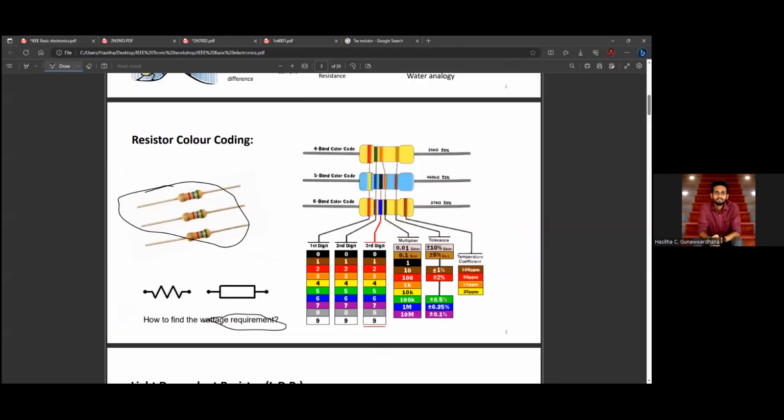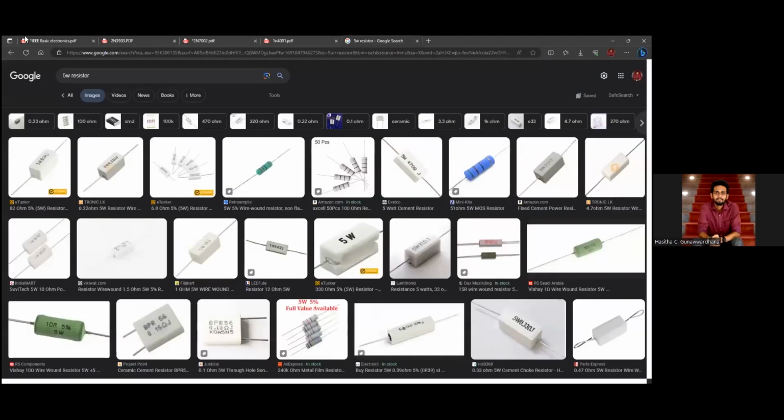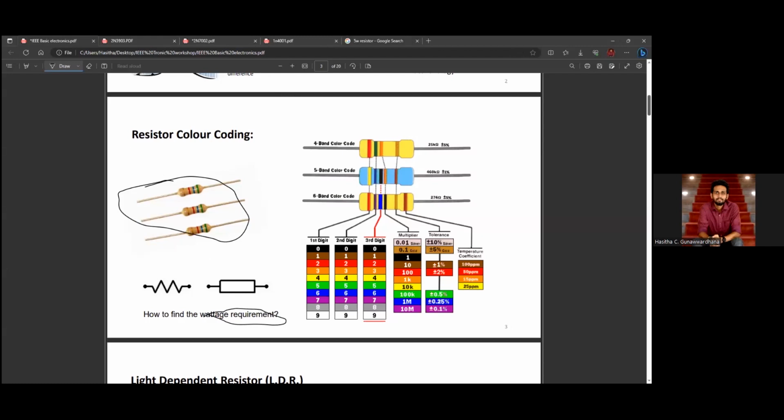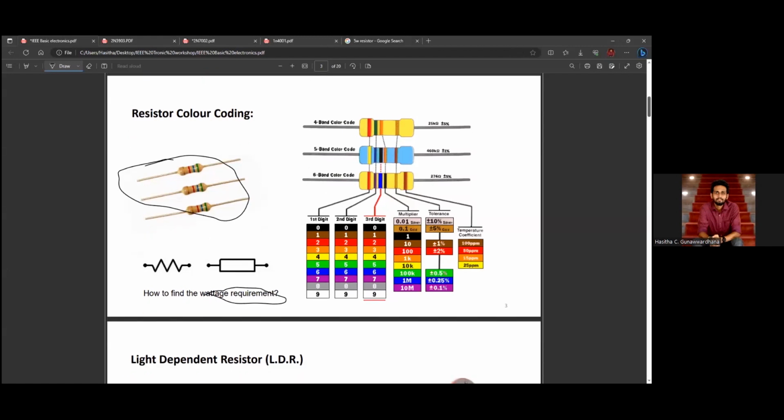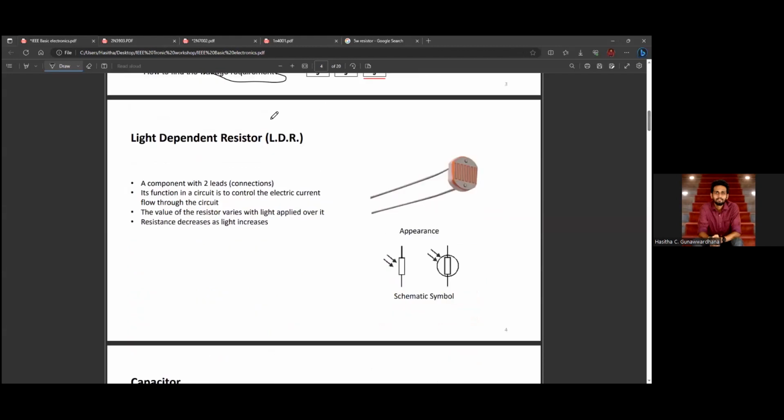For your task, this will not be very important. But if you want to handle a large amount of current, this wattage value also should be considered. Otherwise, this resistor will burn out. Okay, then the next one is the light dependent resistor.